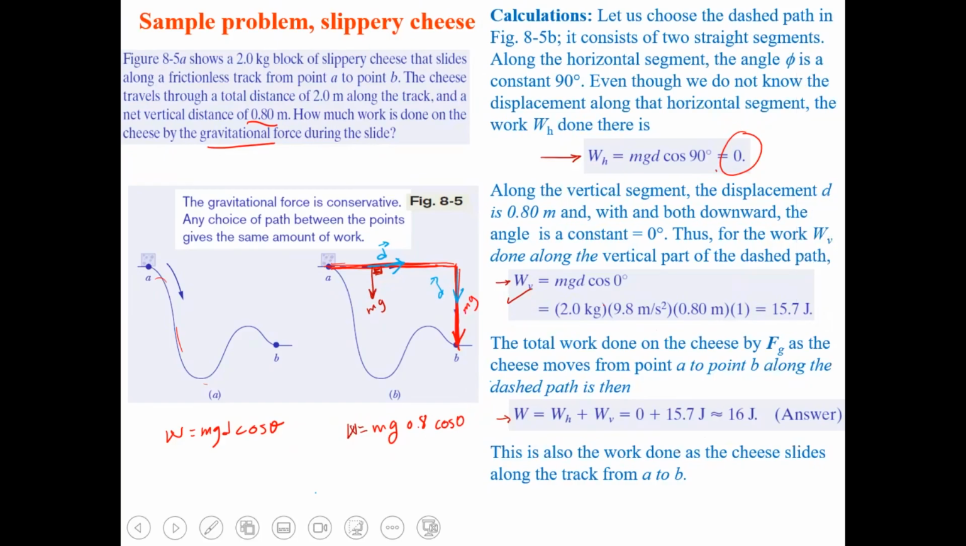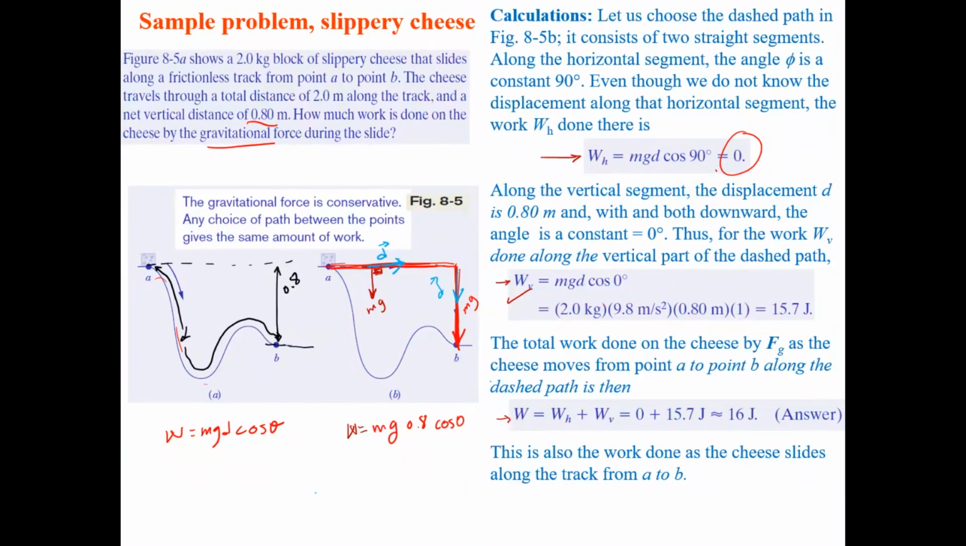So we can take a look at this nice example. We have a 2 kilogram block of slippery cheese that slides along a frictionless track from point A to point B. The cheese travels through a total distance of 2 meters along the track and a net vertical distance of 0.8 meters. So the distance that it actually covers is 2 meters. This is basically this distance. The net vertical distance is 0.8. So between this point and this point, the vertical displacement is 0.8.